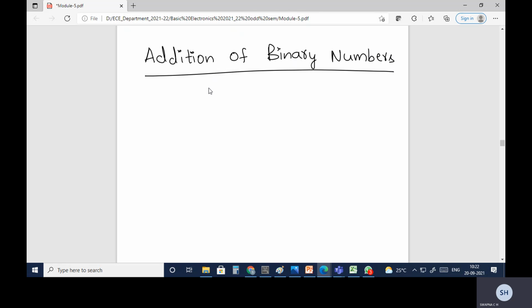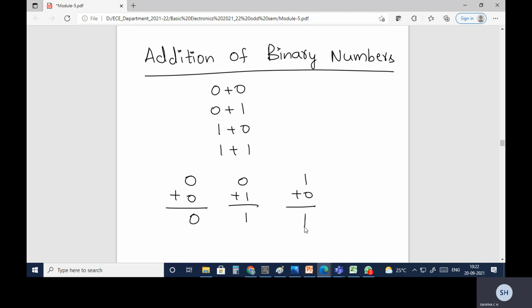Whenever I am adding two bits, I may have either 0 plus 0, or 0 plus 1, or 1 plus 0, or 1 plus 1. These are the four combinations that we'll have. So now let us add these bits together. 0 plus 0 will be 0. 0 plus 1 will be 1. 1 plus 0 will be 1 again.